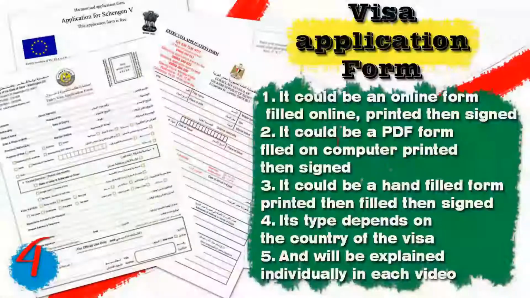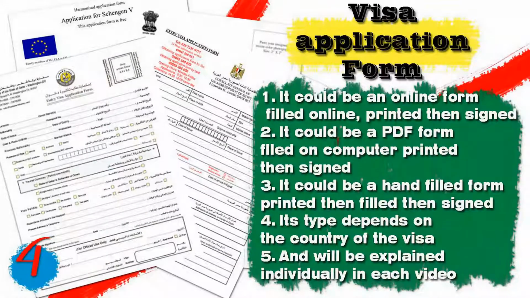Number 4, you will need visa application forms. The visa application form could be an online form, filled online, printed, then signed. It could also be a PDF form, filled on computer, printed, then signed. And it could also be a hand-filled form, printed, then filled, then signed. Its type depends on the country of the visa and will be explained individually in each video.